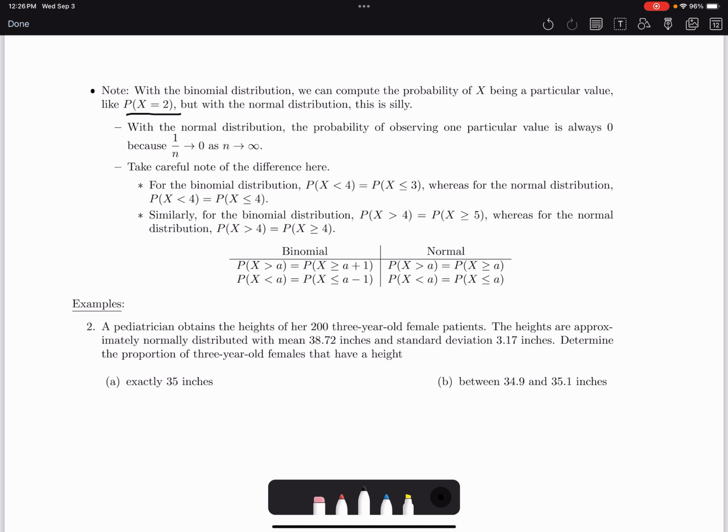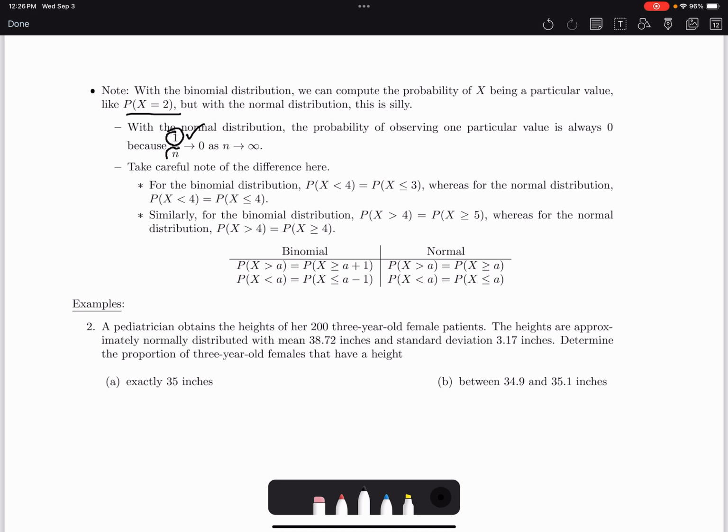We already talked about the area thing, but let me give you another explanation. Okay, with the normal distribution, the probability of observing one particular value is always 0 because the probability that x equals some number is going to be not necessarily 1, but because there may be more than one way for that to happen, but it's always going to be some finite number up in the numerator.